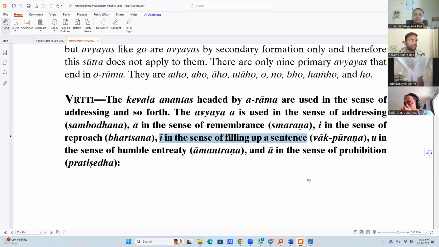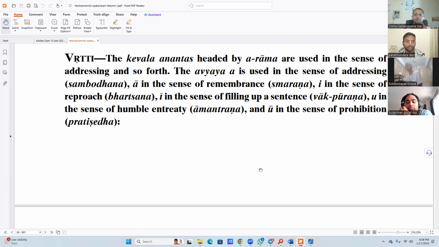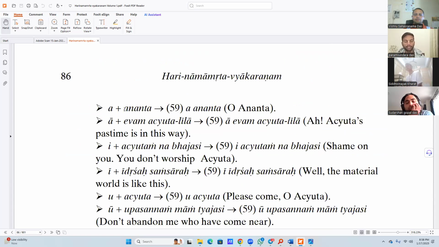Sometimes, to fill a shloka, we need a certain number of syllables. So sometimes the author uses vak purana stuff, like he, like this. Then U is used in the sense of amantrana, a humble invitation. And the Trivikrama U is used in the sense of pratishedha, prohibition. Examples are ananta, like sambodhana. Because this A is used as avyaya, there will be no sandhi because it's prohibited by this sutra. So it will remain ananta.